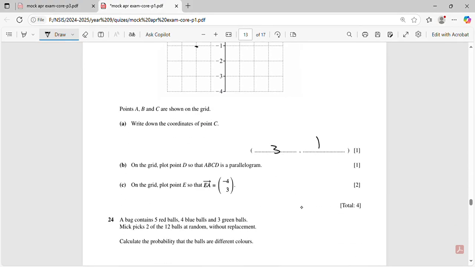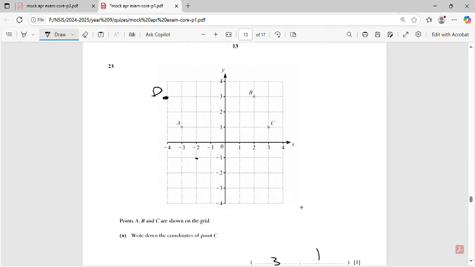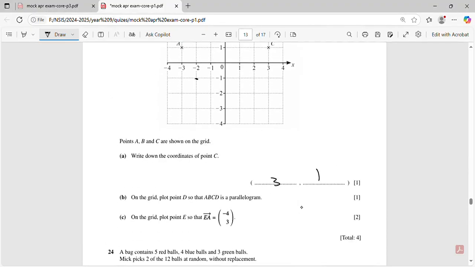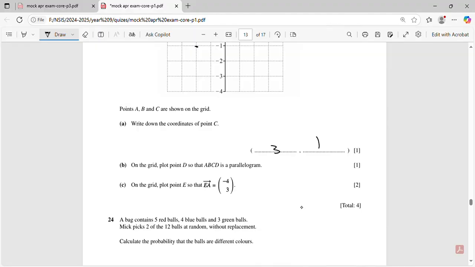Here on the grid, plot the point E. So EA is -4 and 3. As long as we know that this is point A, he said EA. So I will go from E to A. But what about if I go from A to E? What do I have to do with this vector?